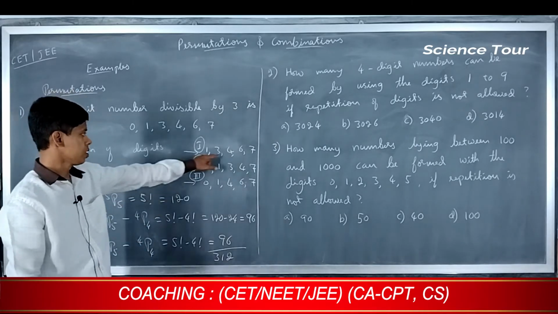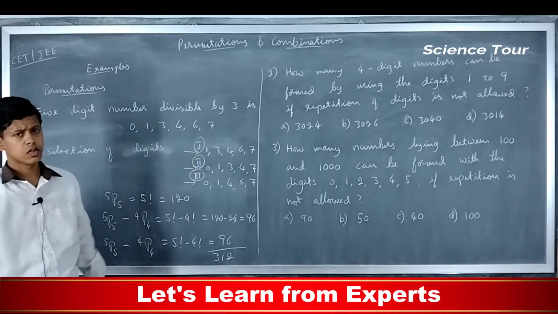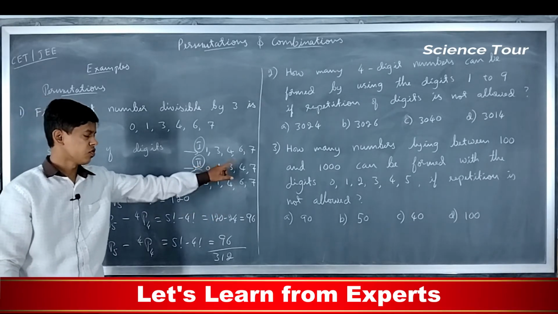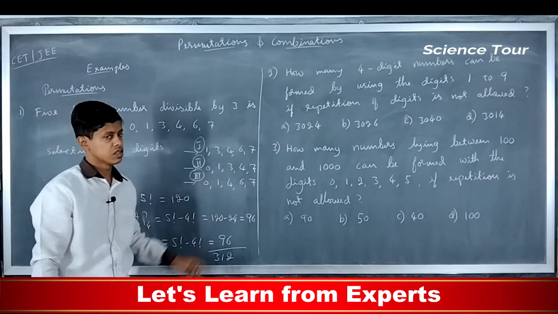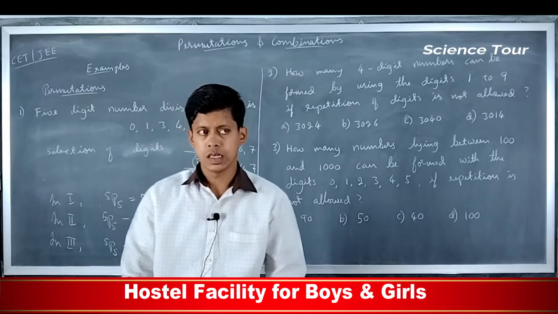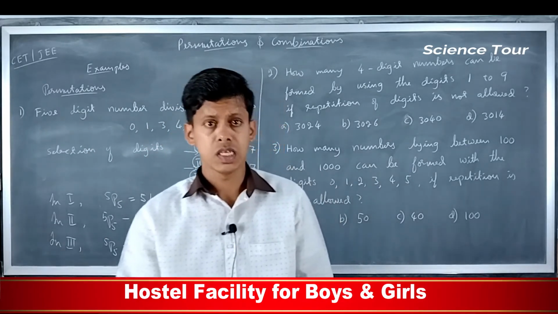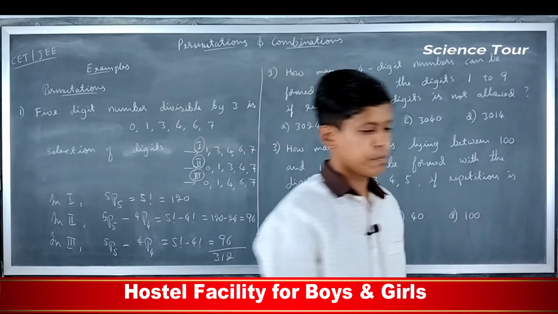First, you have 120 numbers with those 5 digits, 96 different numbers with these 5 digits, and 96 numbers with these 5 digits. Well, so that's about the first question. Now let us move on to the second one.